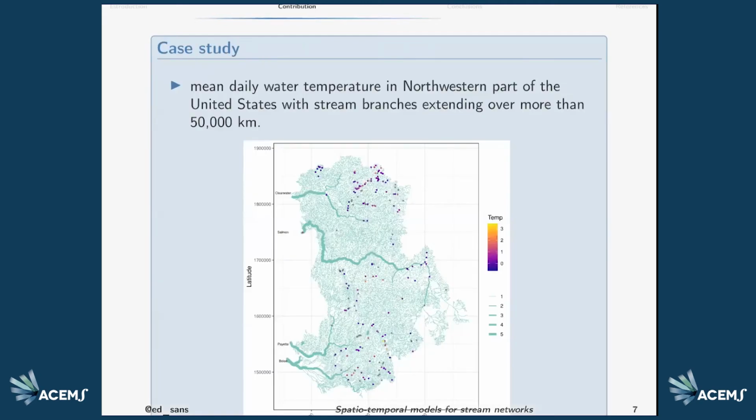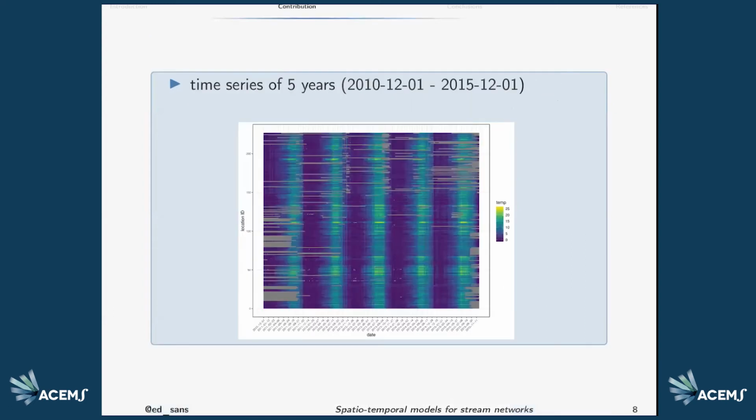To assess how well these models perform with real data, we use the following case study of mean daily water temperature in the northwestern part of the United States. It's a really large branching network extending over 50,000 kilometers. We have 220 spatial locations there, and we have time series data from more than 5 years. The aim of this model in this case study is to estimate the missing values here in gray, but also make predictions across the whole branching network.